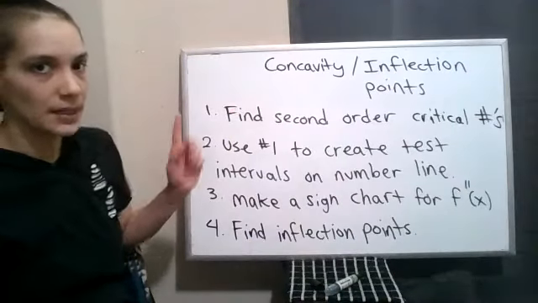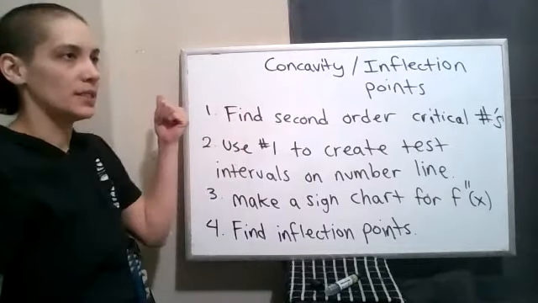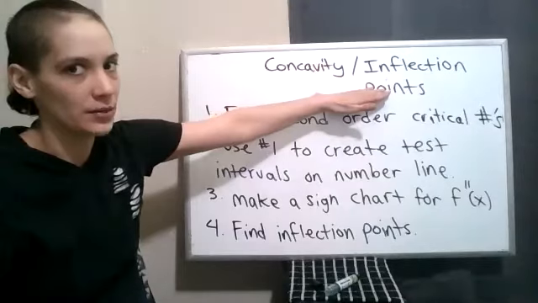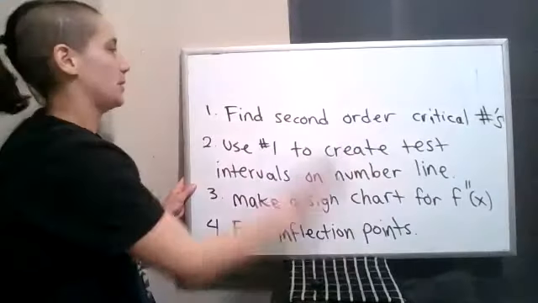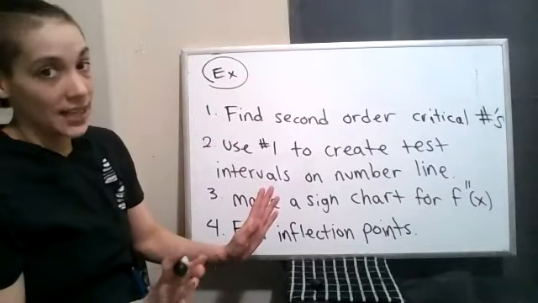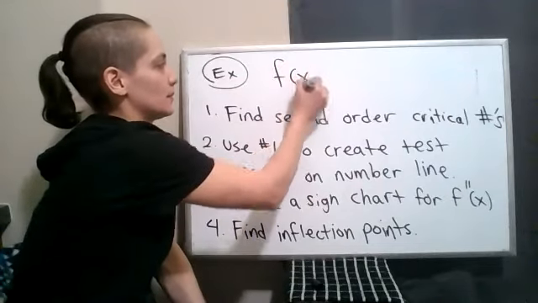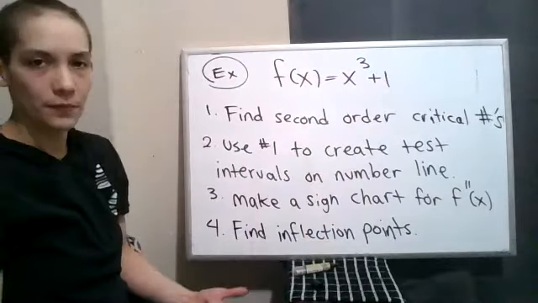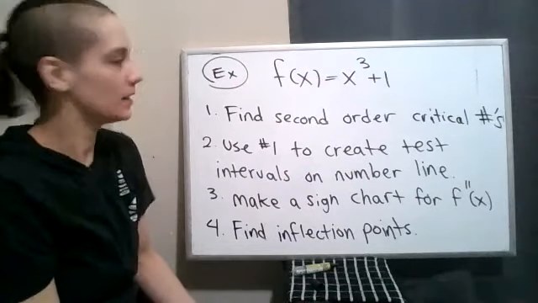I'm going to do one more example. It's a pretty clear, easy to see graph, but we're going to go through steps for increasing, decreasing, max, min, and then concave up, concave down, and also inflection points. So, it's f of x equal to x cubed plus 1. First, we're going to find increasing, decreasing, max, and min.